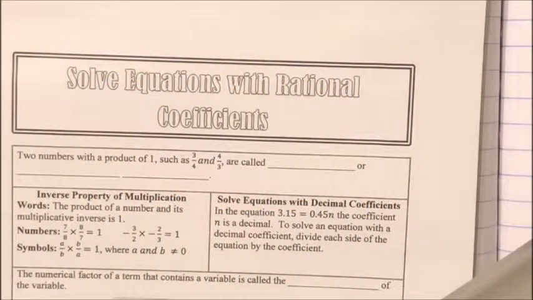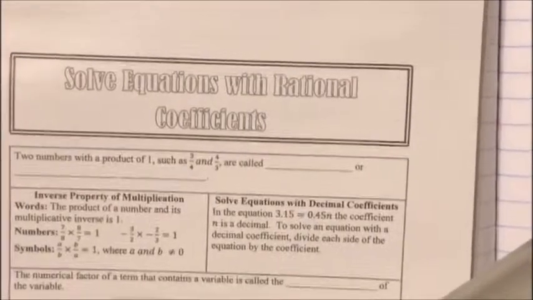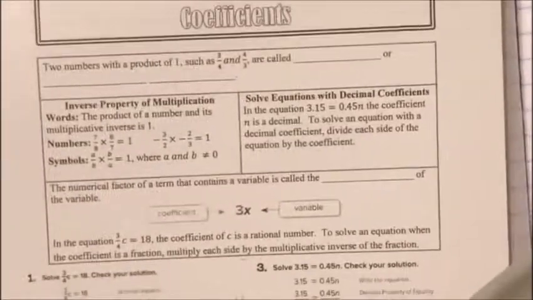All right, this is Chapter 2, Lesson 1, Solve Equations with Rational Coefficients. All right, so we're starting a brand new chapter. This chapter is all about solving equations with one variable, okay? So we got a couple of vocabulary words we want to kind of refresh in our memories. So the first one is this first box right here, okay?